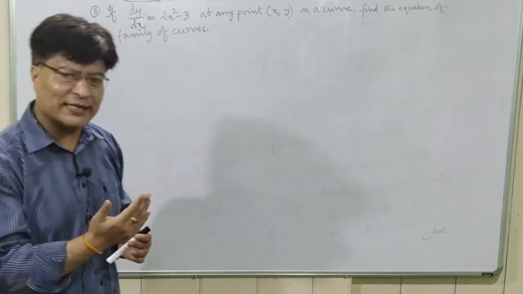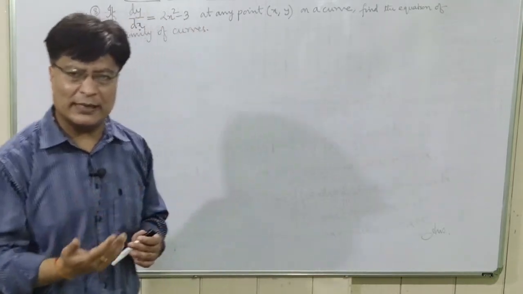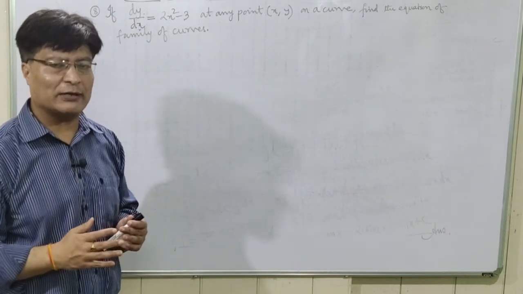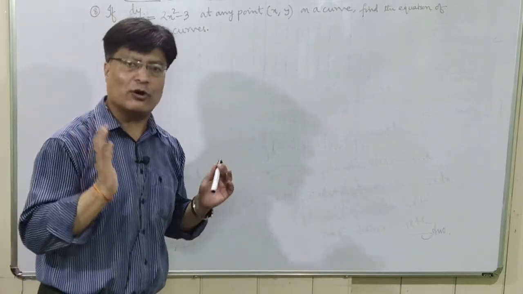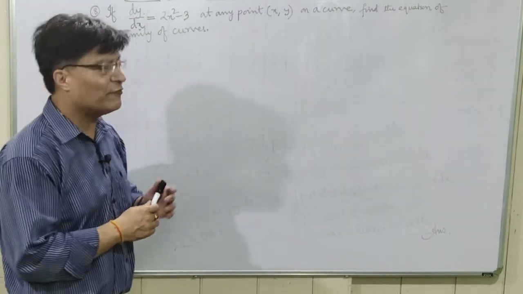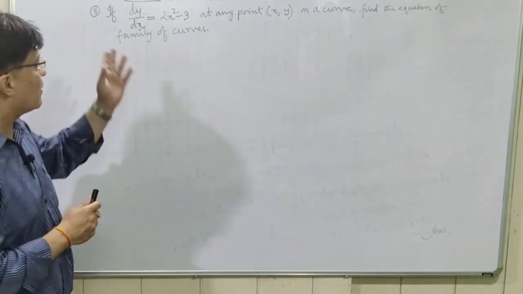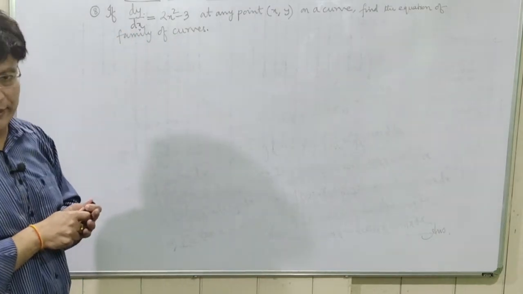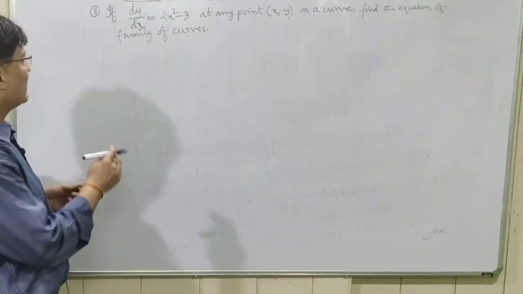That curve may be anything. It may be a parabola, an ellipse, a hyperbola, a circle, a straight line also, or any unknown curve. That's why it is given as a family of curves. So you have to find out the equation of the family of curves from this, given dy by dx is equal to 2x square minus 3. Okay, so let us find it.